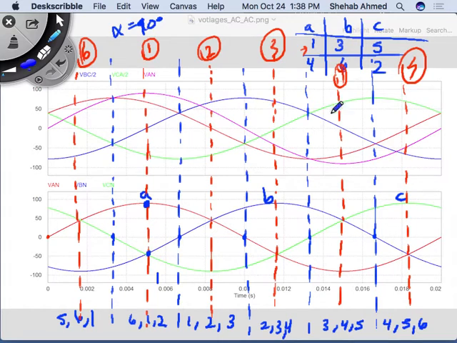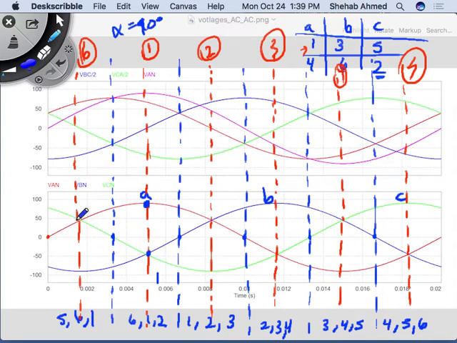Phase B to go back is device 6. Phase C to go back is device 2. Is 2 on? 2 is not on until here, right? 2 is not on until here. So 2 is not on, so 2 is not an option to go back. Current will not be able to go back through phase C because device 2 is not on. So the only other option is 6. 6 was on already.